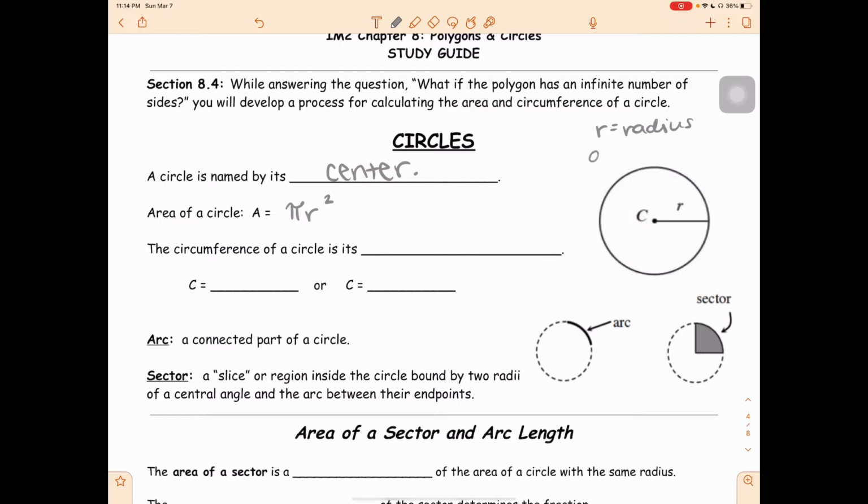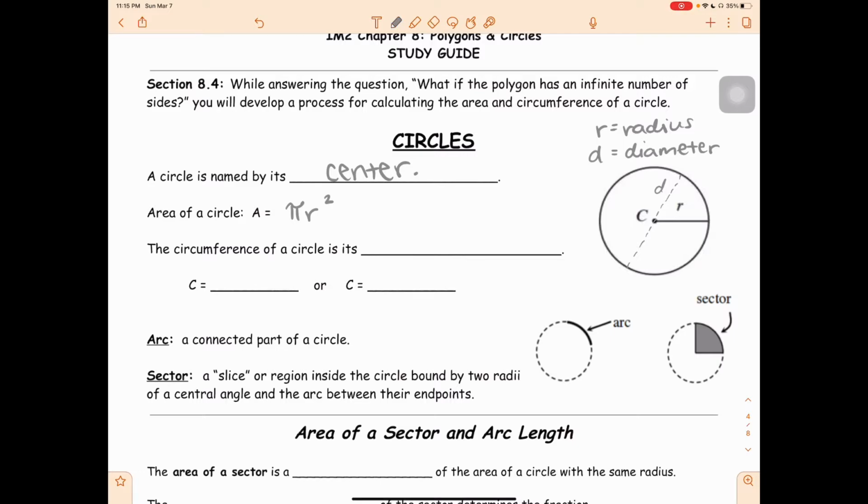And if you ever see a lowercase d, that means it's the diameter. If you remember, a radius is half of the diameter. So a diameter would go all the way across through the center. That is the diameter there. But the radius is half of the diameter. So 2 times the radius equals the diameter, or the radius plus the radius is the diameter. Okay?